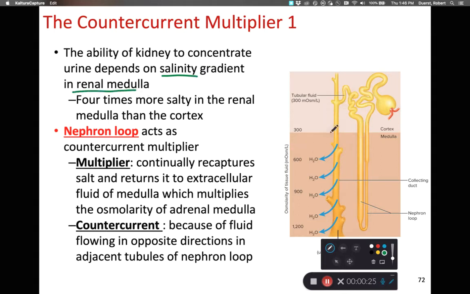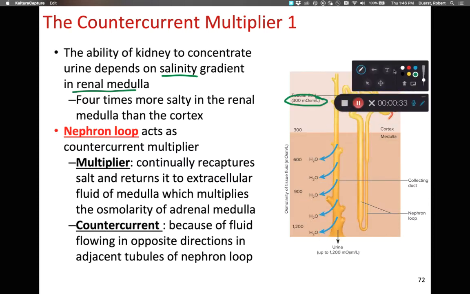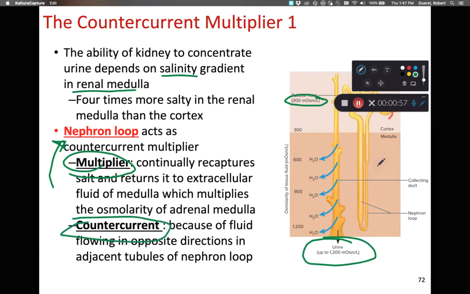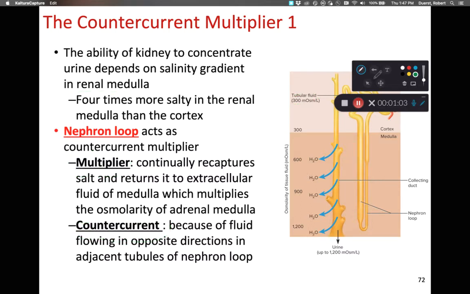As we look at the filtrate, or the tubular fluid that is entering the collecting duct, it's at about 300 milliosmolars. But by the time it leaves the collecting duct, it's at about 1200 milliosmolars. And a lot of this countercurrent multiplier depends on our nephron loop, or loop of Henry. We say multiplier because we're going to continually recapture the salt that we're losing and return it to the extracellular fluid of the medulla, which is going to upregulate the osmolarity of the medulla. And we say countercurrent because liquid flows in opposite directions within the nephron loop.